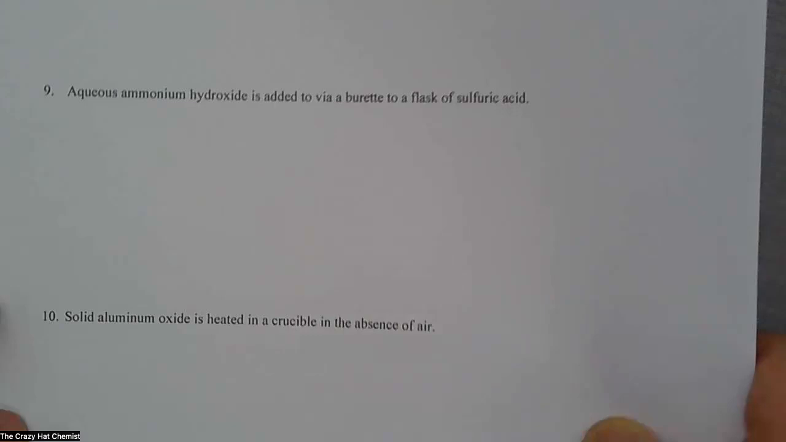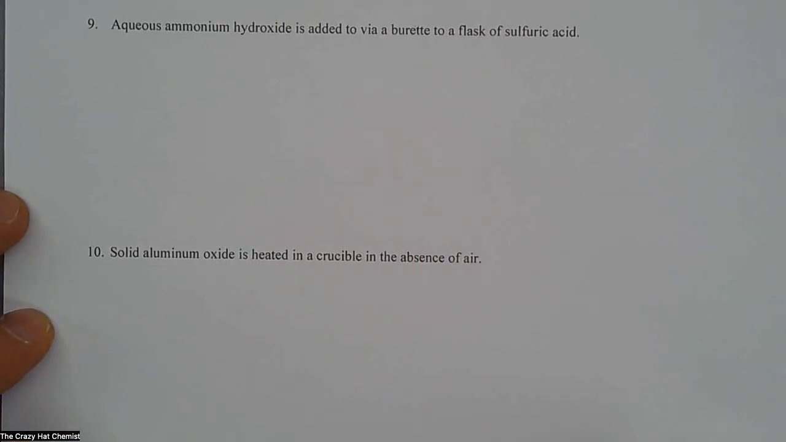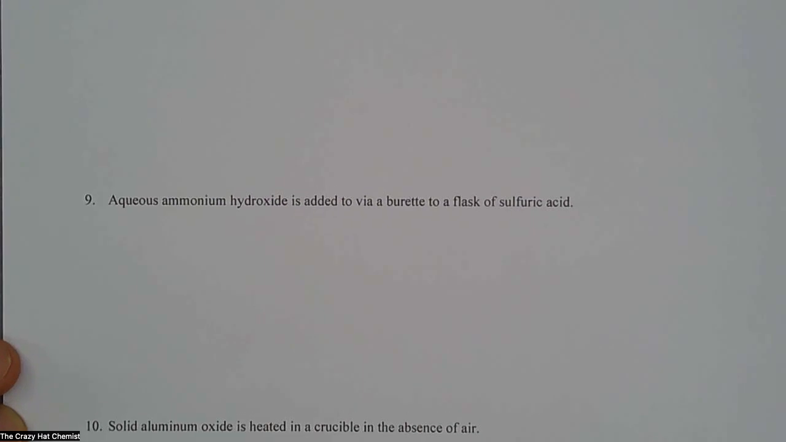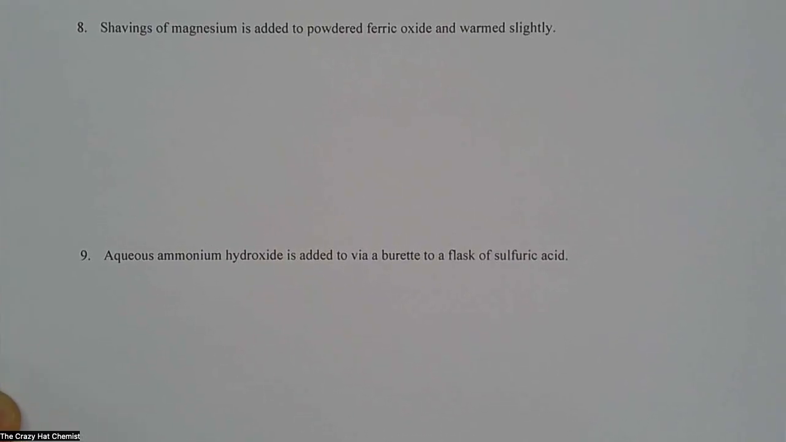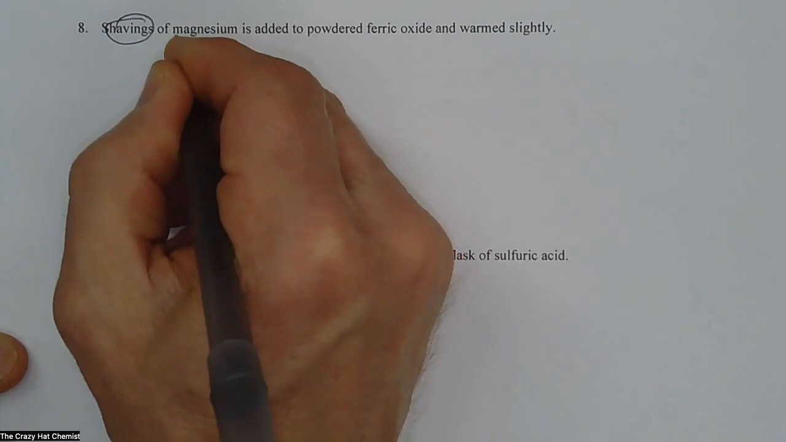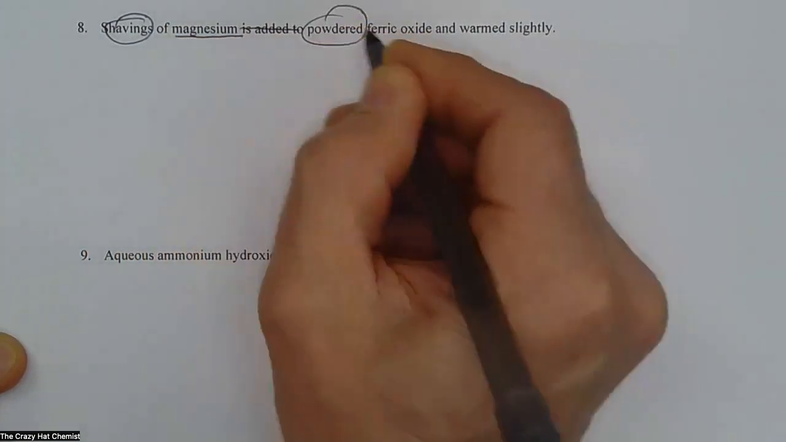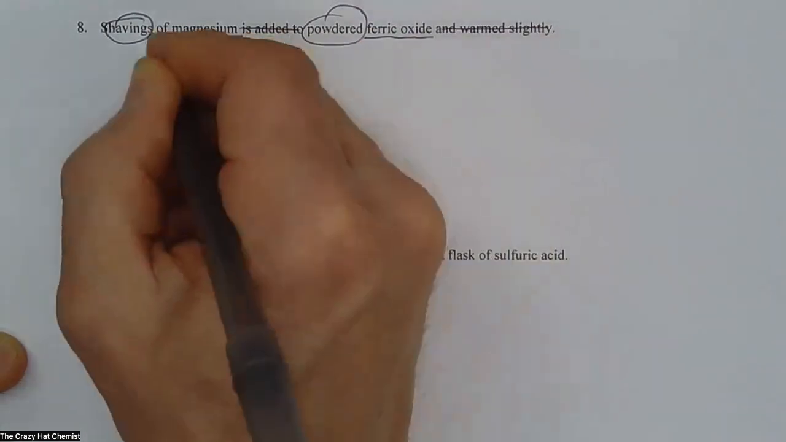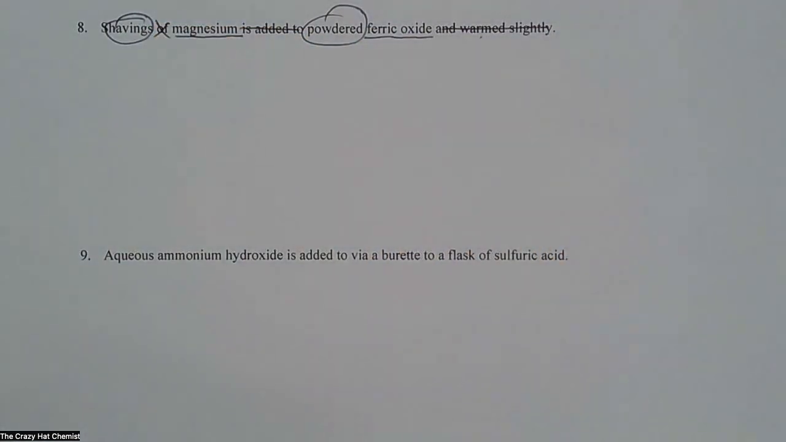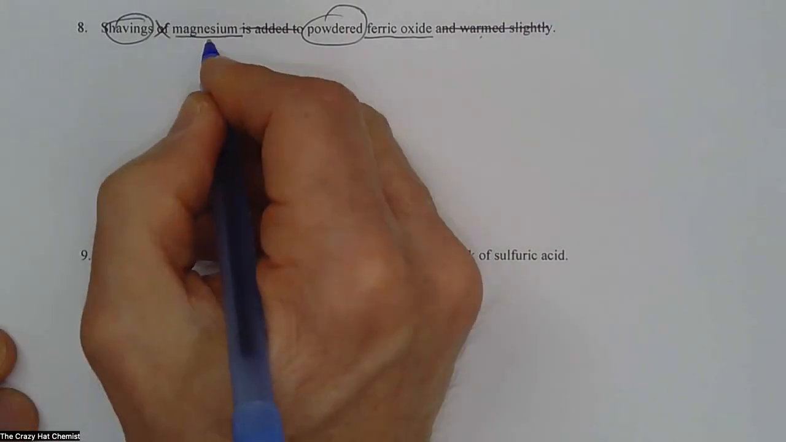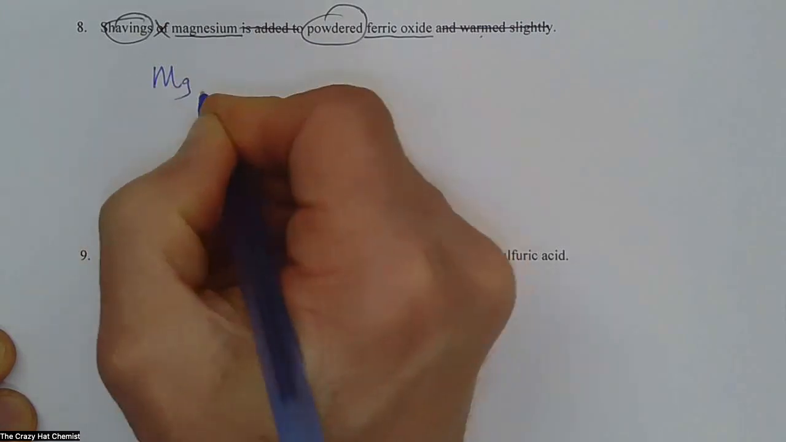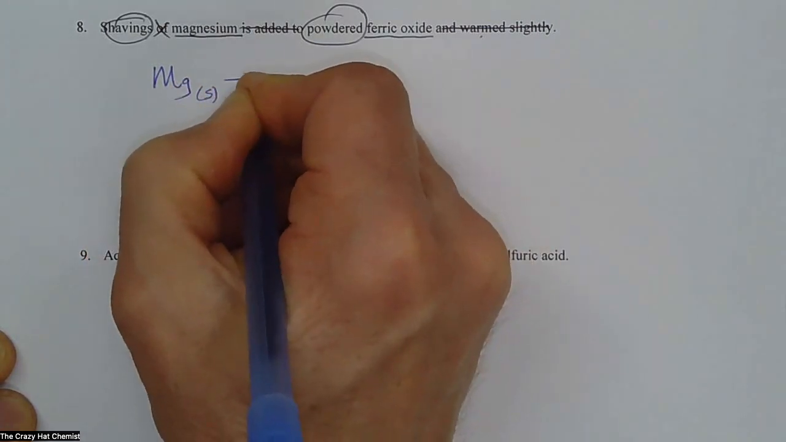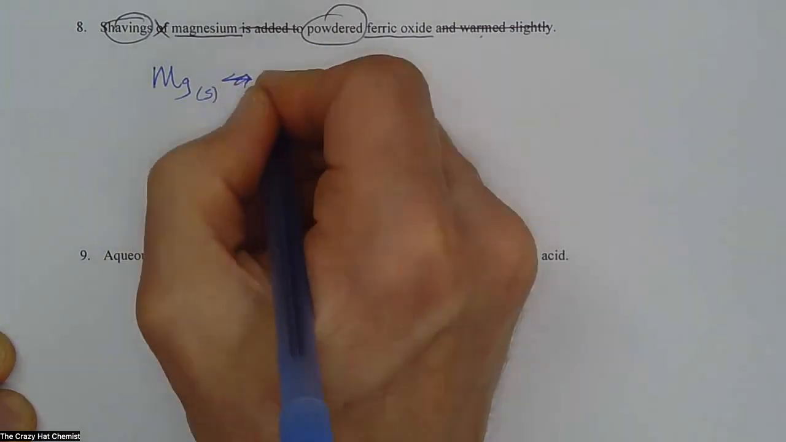So let's move on to number 8. Moving the page here so we can go on to the next problem. Right. So where's number 8? Here we go. Here's number 8. It says shavings of magnesium is added to powdered ferric oxide and warmed slightly. Okay, the warmed slightly really doesn't mean anything for you. It just means that this reaction does go forward to completion. So magnesium, and it says shavings. So that would be that this is a solid. Oops, no arrow, plus sign.